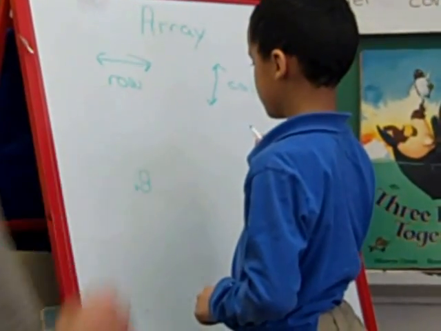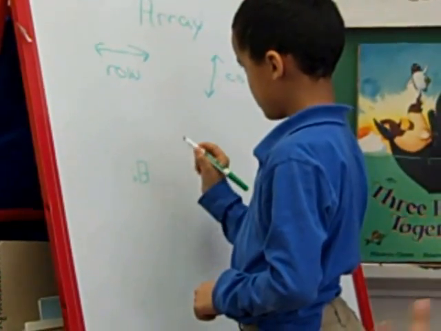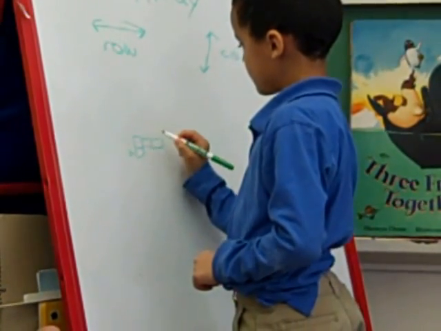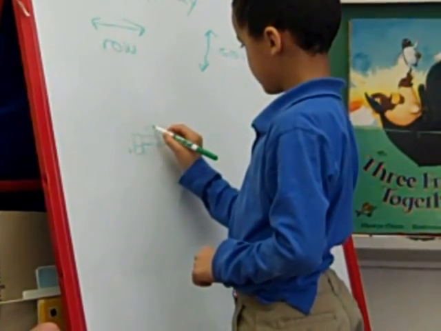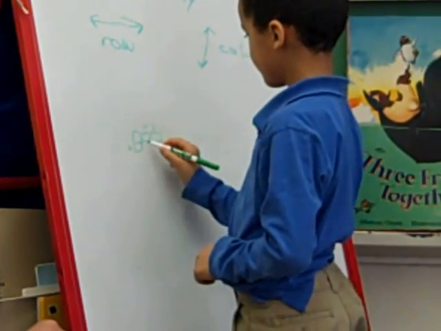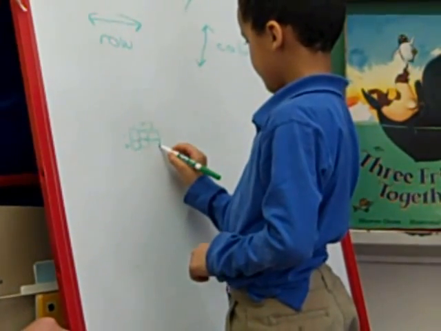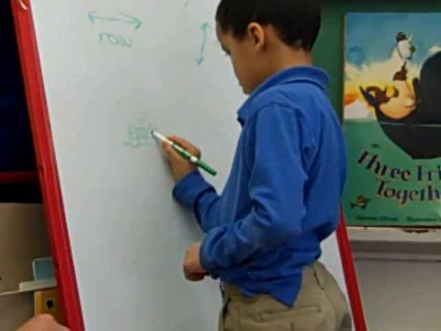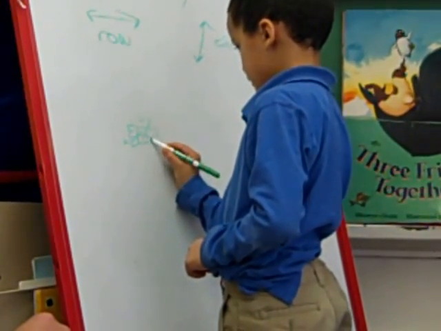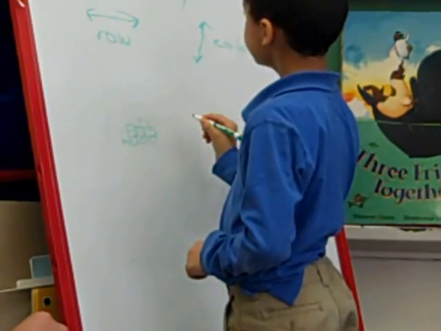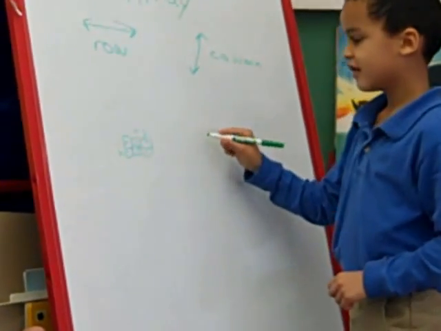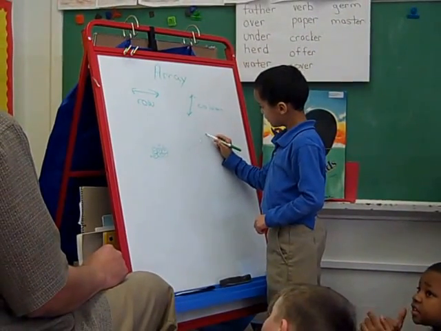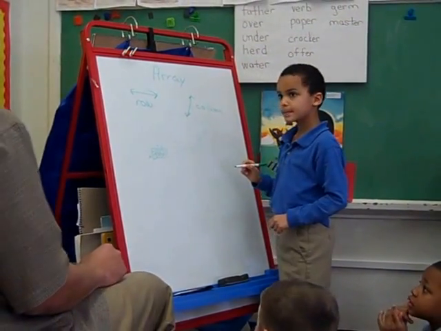It's 2 rows and 3 columns. Now, fill in your rectangle. Count the total number of squares. Excellent. Let the class look at it. So what's 2 times 3? 6. Excellent.